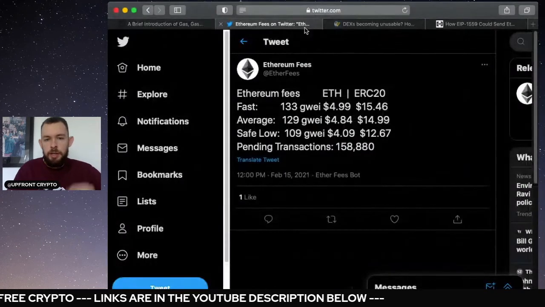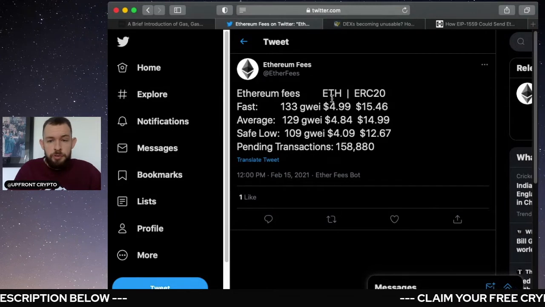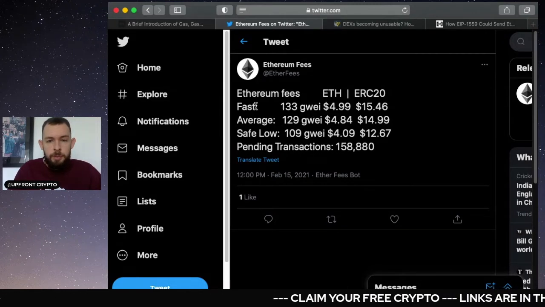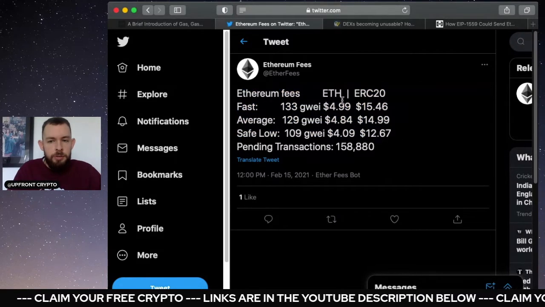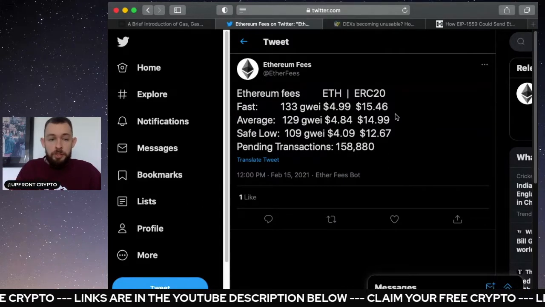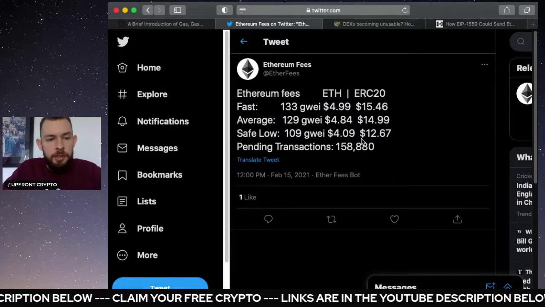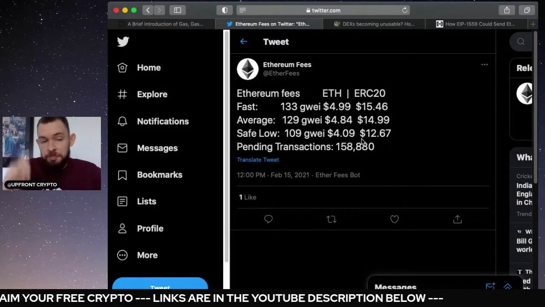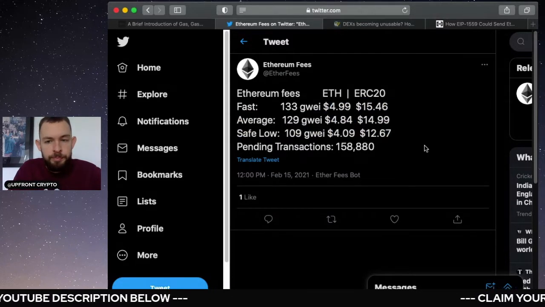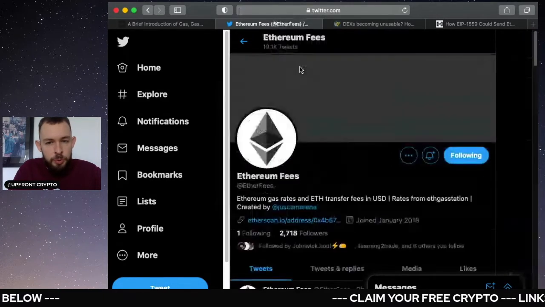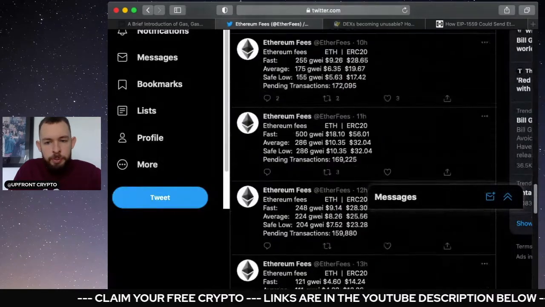A good account on Twitter to follow is Ethereum fees. It shows you here what the typical fee would be: fast, average, safe, low. It converts it to dollars, so you can see for ETH or ERC20. As you can see, mine was well higher than that. The one I used was a Coinbase wallet using Uniswap. So mine was a lot higher, and I know a lot more people are paying more than this at the moment. But this is a good thing to keep an eye on Twitter if you want to follow these. And if you scroll back, you can actually see how much it's gone up over time.